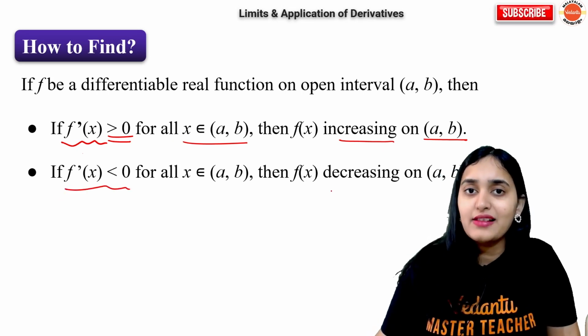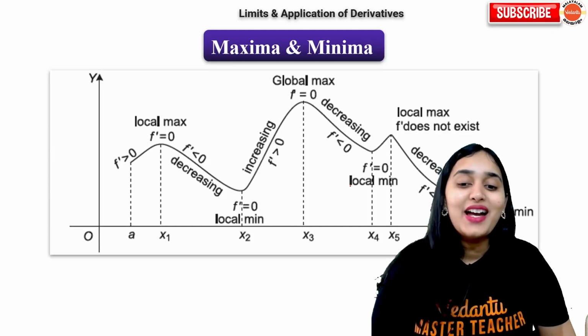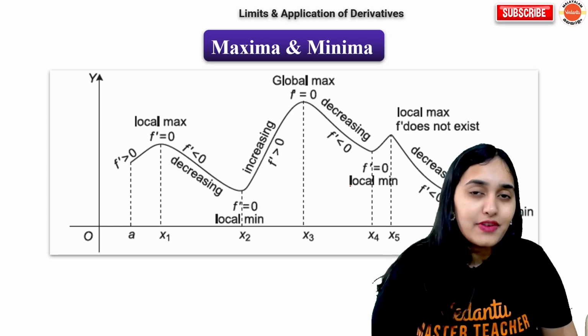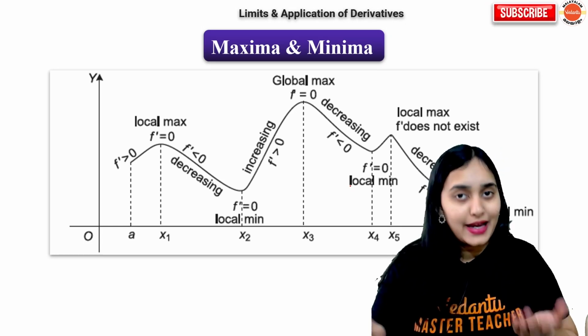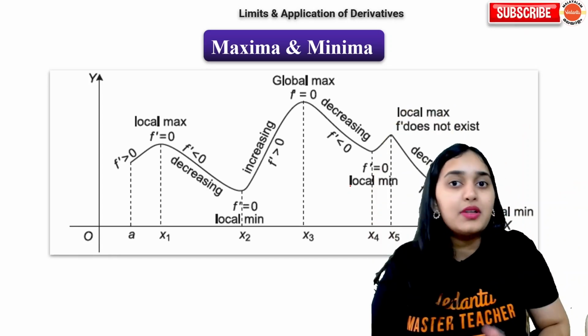And if f dash x is less than 0, it is decreasing on the interval a to b, right? Next, similarly, we have the concept of maxima and minima. Why? Because every curve is like increasing, decreasing, increasing, decreasing. Some curves are like that.